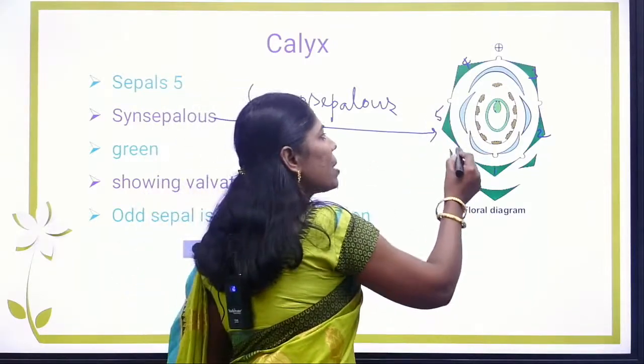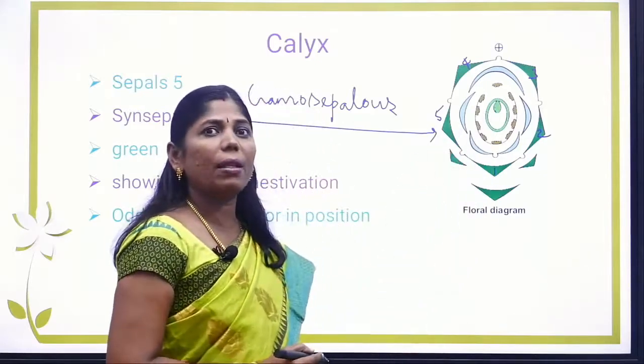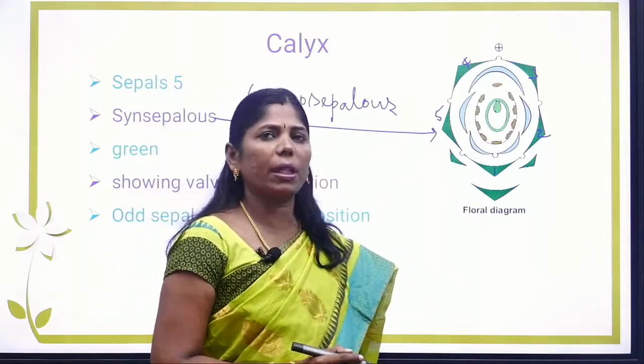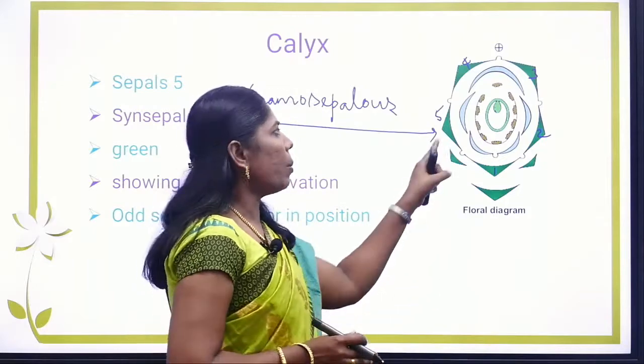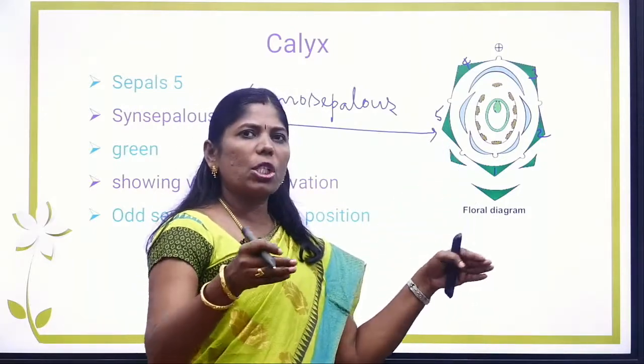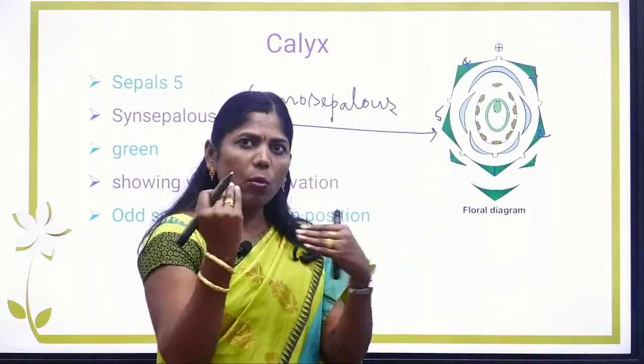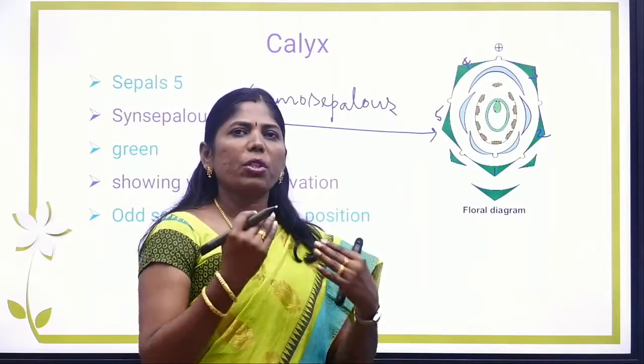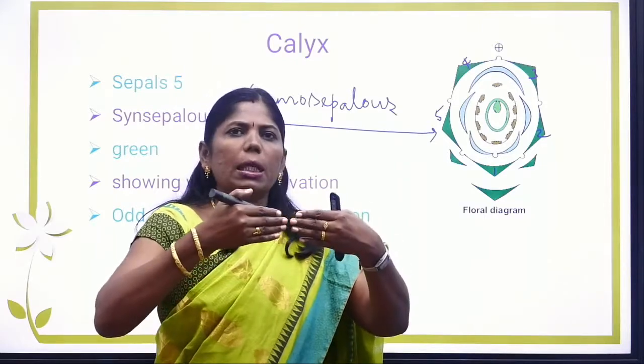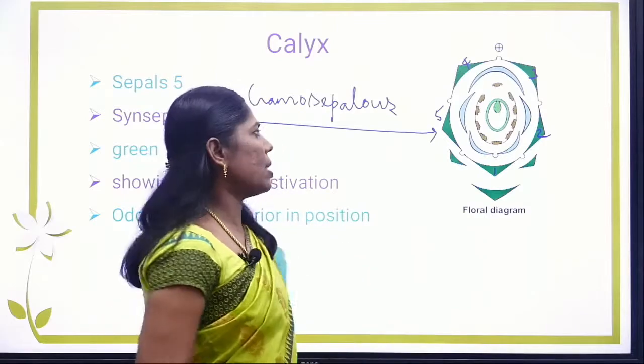So what type of estivation is there? That is valvate estivation. So what is the meaning of valvate estivation? All the margins of the sepals are touching one another. Okay. If it is overlapping, that is called twisted estivation. So if they just touch, that is valvate estivation.